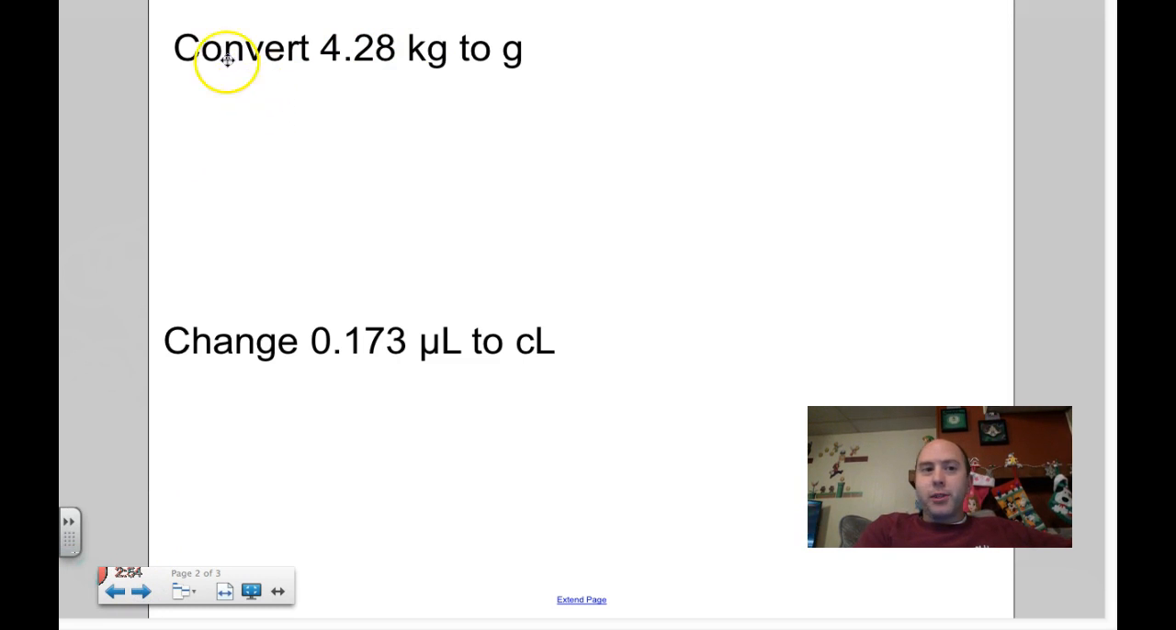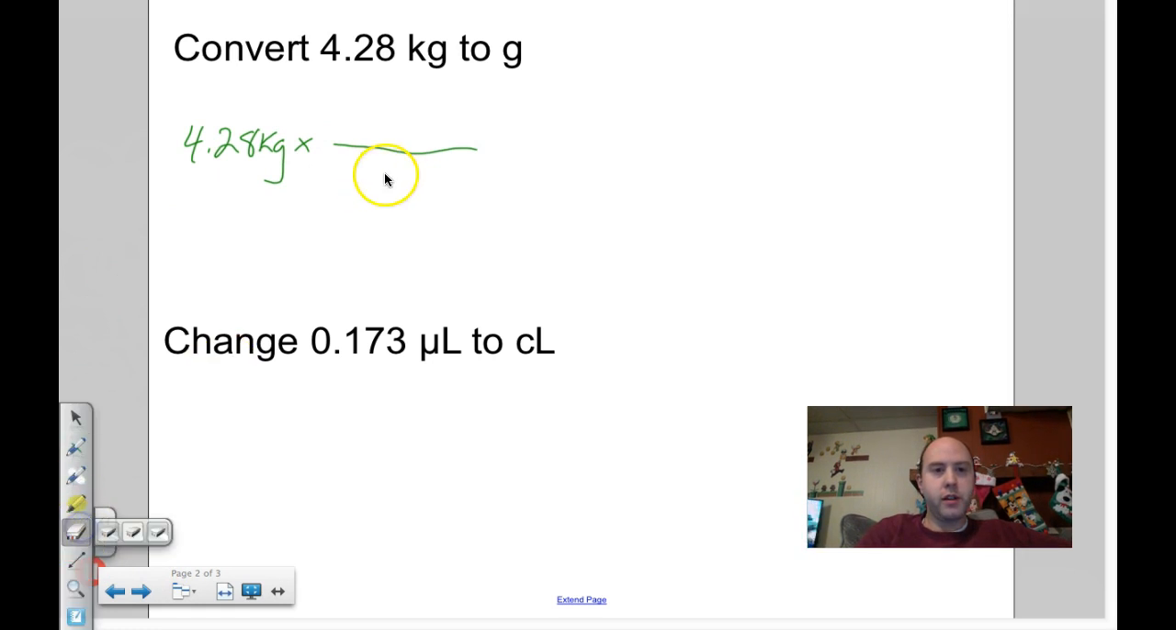Let's do some examples here. Convert 4.28 kilograms to grams. Step 1 is just write out what's given to you. So I start with 4.28 kilograms. Now, I make a conversion bar, which usually yours should be straighter than that. I'm going to try again. There we go. A little bit better.